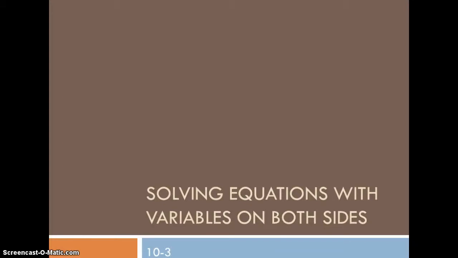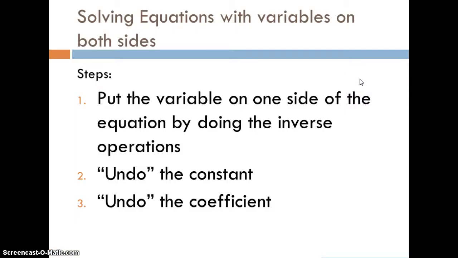In this section, we'll be solving equations with variables on both sides. So the first step you want to do is put the variables on one side of the equation by doing the inverse operation. So you're going to have them on both sides, but you want to put them all on one side so that you can combine like terms like we did before. And then, second step, undo the constant. Third step is to undo the coefficient.